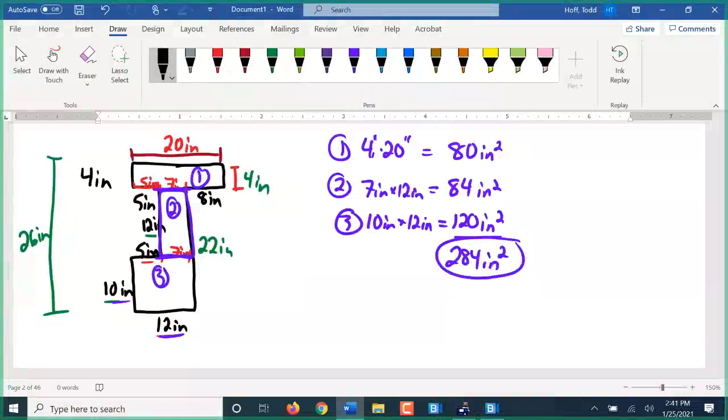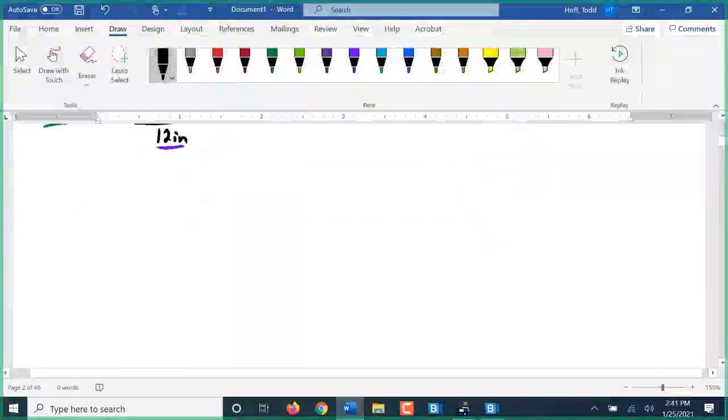So we need to cut it into those pieces that we can find. Now there's another strategy that is sometimes easier to do.